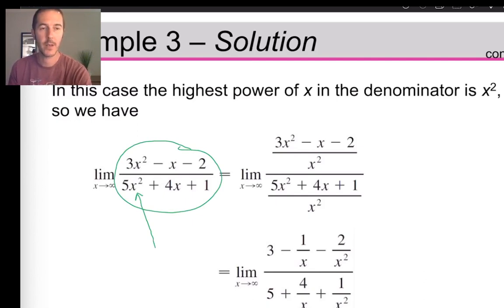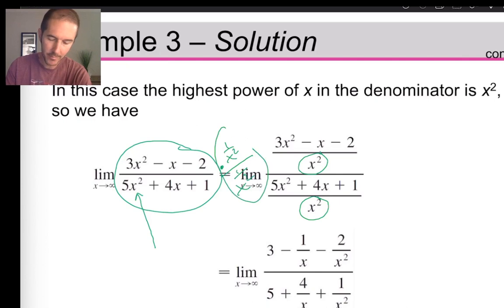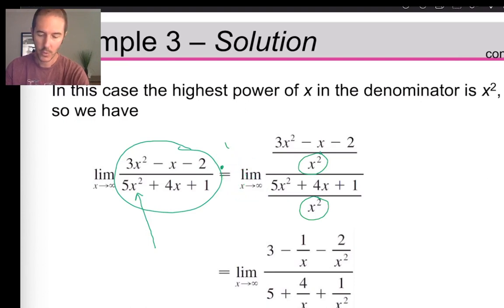So in this case, the denominator contains an x to the power of 2. 2 is the largest exponent we're seeing down there. So we're going to divide the numerator and denominator by x squared. Effectively, what we're doing is taking our original function and multiplying it by 1 over x squared over 1 over x squared. And that fraction is equal to 1. So we're really multiplying by 1, which doesn't change the value of our function at all. It's just changing what it looks like. So that's why we're allowed to do that.